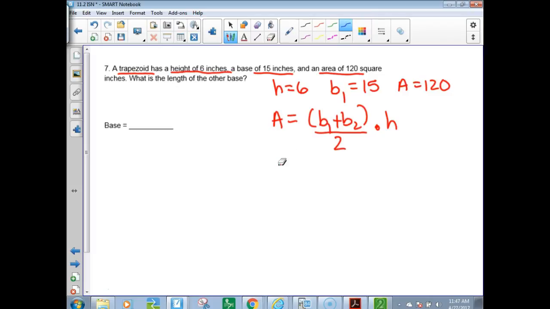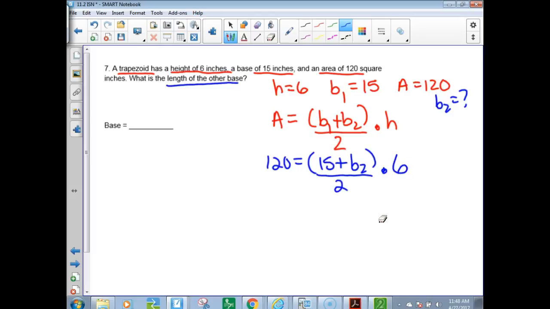Filling that in with what we have been given, the 120 goes in for the A, the 15 for the B1. I don't know B2, and that was like my question. What is the length of the other base? B2 is the question. So I'll have to leave B2 in the formula. That's supposed to be over 2. And then multiply that by 6 for h.